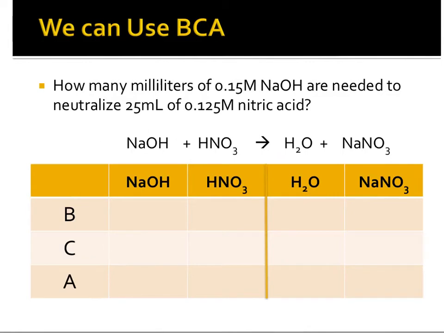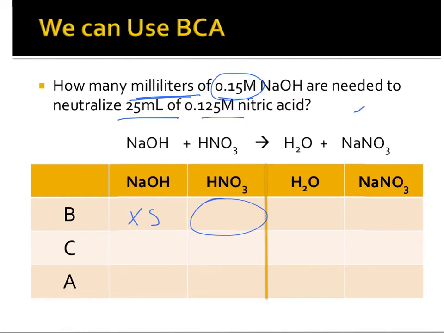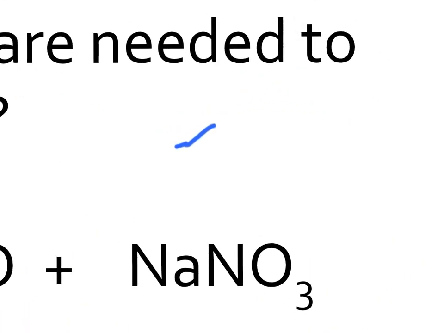The first thing that we need to do is, let's see, they are asking for how many milliliters of this 0.15 molar solution of the NaOH are needed to neutralize 25 milliliters of the 0.125 molar solution. So we don't know our NaOH. We don't know how many moles we have. We have a bunch, so this is going to be our excess. We need to calculate the moles of the nitric acid, the HNO3. Let's zoom in a little bit on this corner so we have room to work.